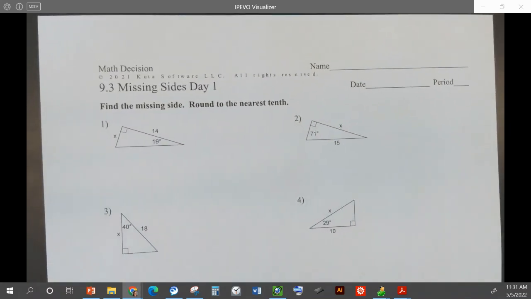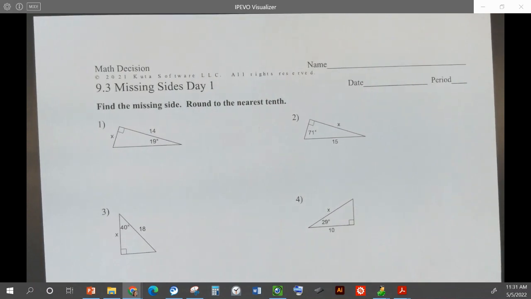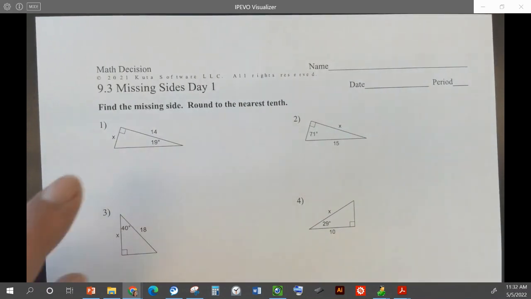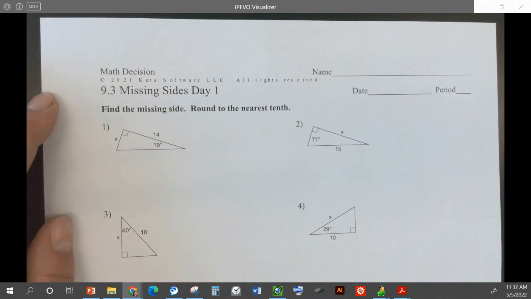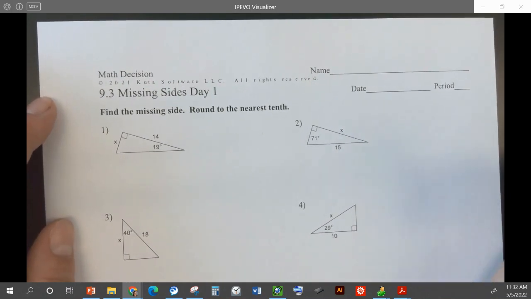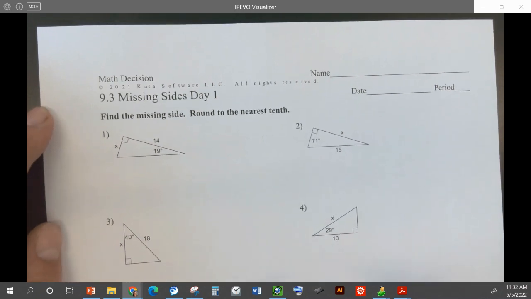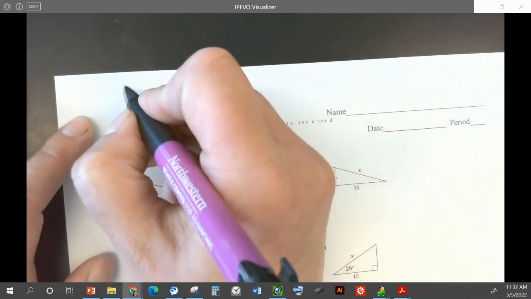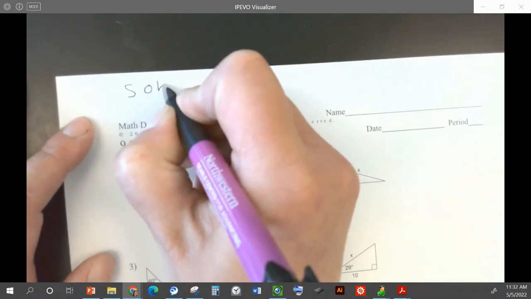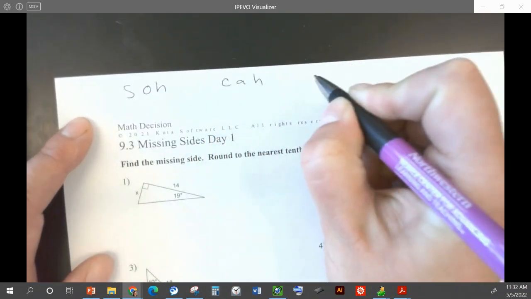All right, and what would you put at the top of this paper or somewhere on this paper to help you remember the trig functions? Okay, SOHCAHTOA. Okay, let's put that up there. SOHCAHTOA.